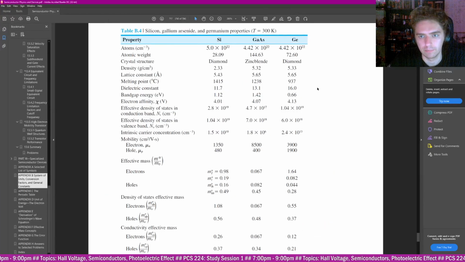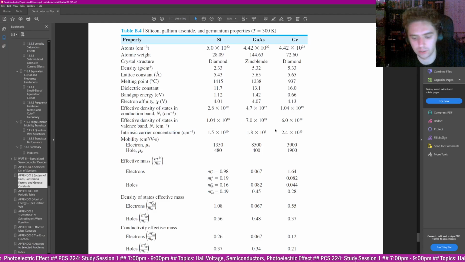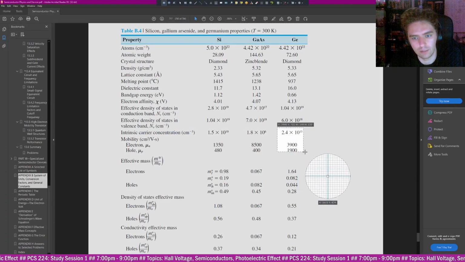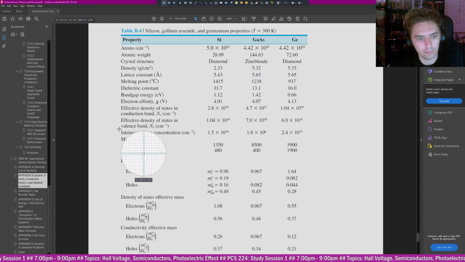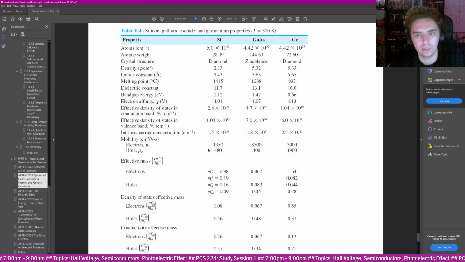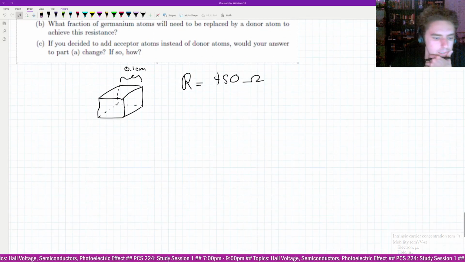Open this. There we go. Germanium. And we need this section. What's really going to be useful is just mobility. Well, I don't know about mobility. Possibly mobility. But intrinsic carrier concentration, right? So I'll just take a picture of that, so we see what I'm taking a picture of. And germanium is the last one there.